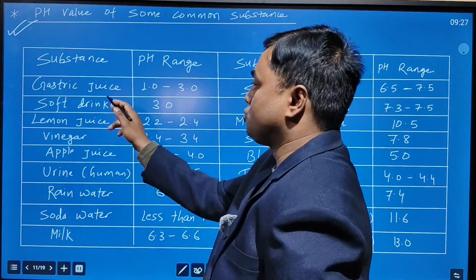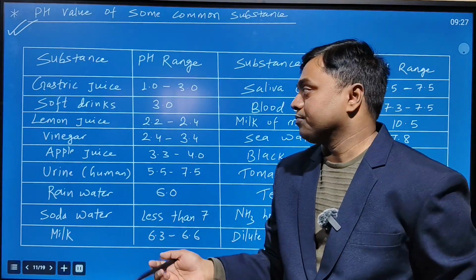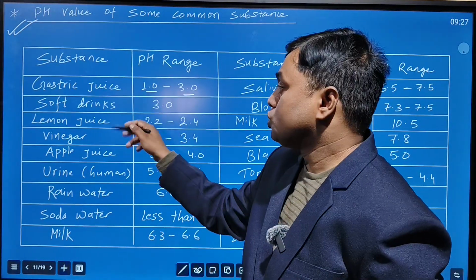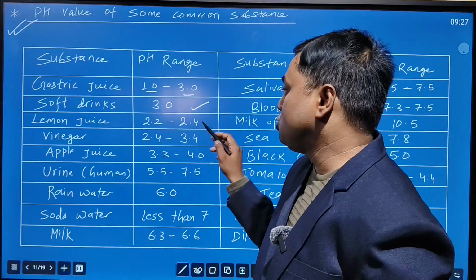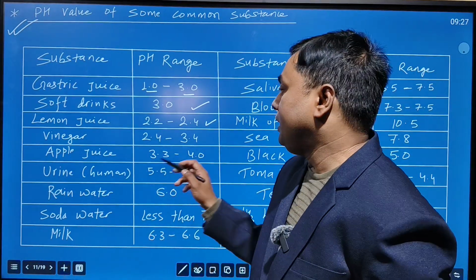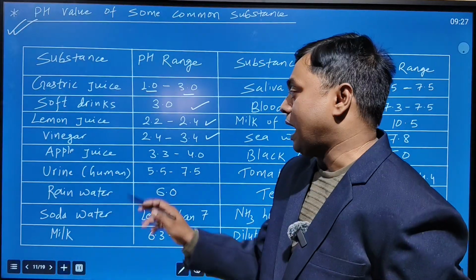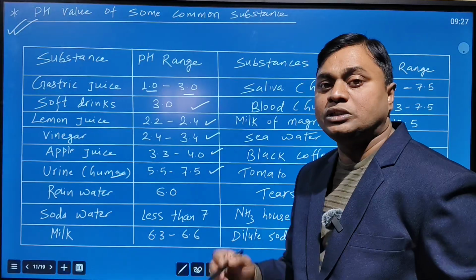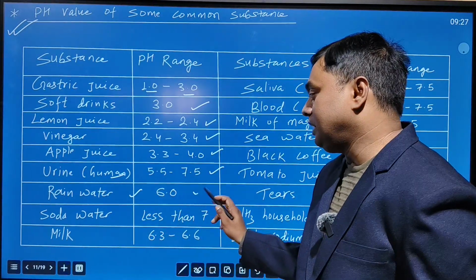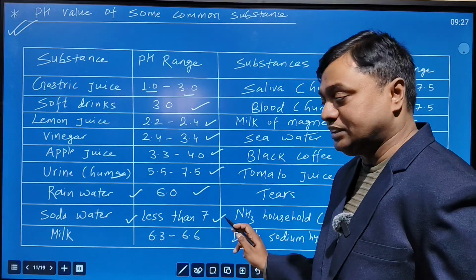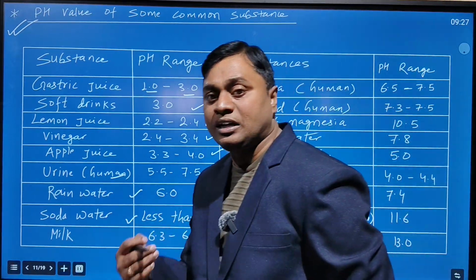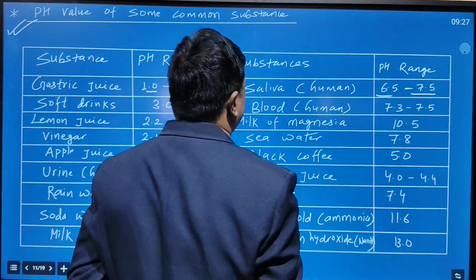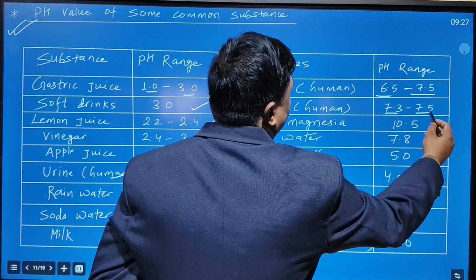Like gastric juice, which is there in our stomach, in our digestive system, 1.0 to 3.0. Soft drinks 3.0, lemon juice 2.2 to 2.4, vinegar 2.4 to 3.4, apple juice 3.3 to 4.0, human urine 5.5 to 7.5, rainwater generally 6, soda water less than 7, milk 6.3 to 6.6. Similarly, human saliva 6.5 to 7.5, blood 7.3 to 7.5.